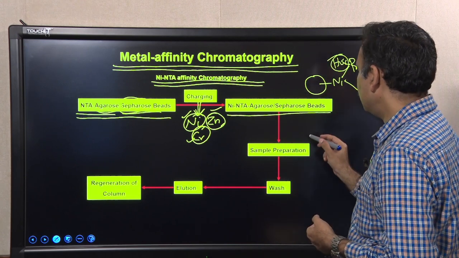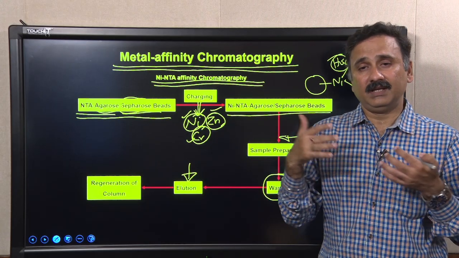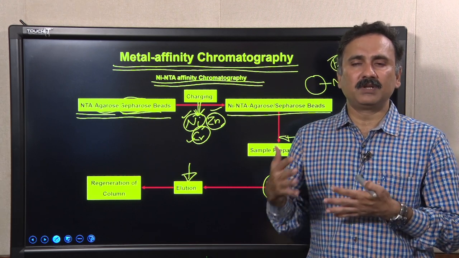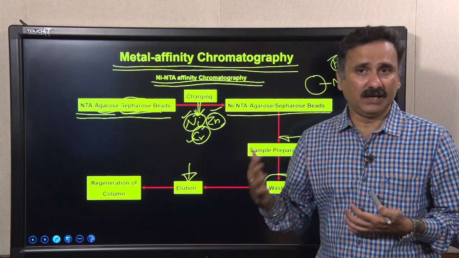Now you apply the sample, which means you apply your cell lysate. After that you have a washing step so that you remove the unwanted proteins. Once you are done with that, you do the elution. Elution can be done in multiple ways, and it can be done with counter ions. In this case the counter ion is histidine, but ideally we don't use histidine, we use something else. We are going to discuss that when we discuss these steps in more detail.